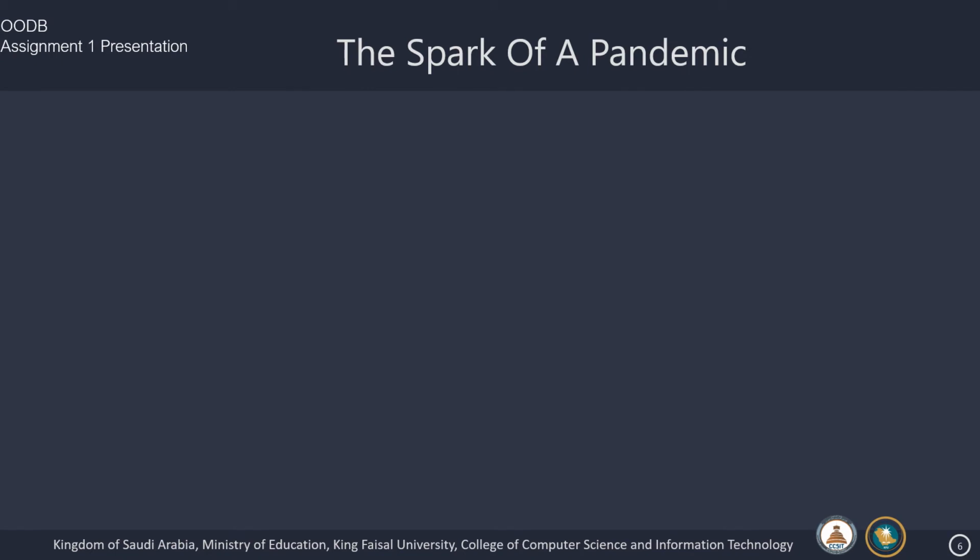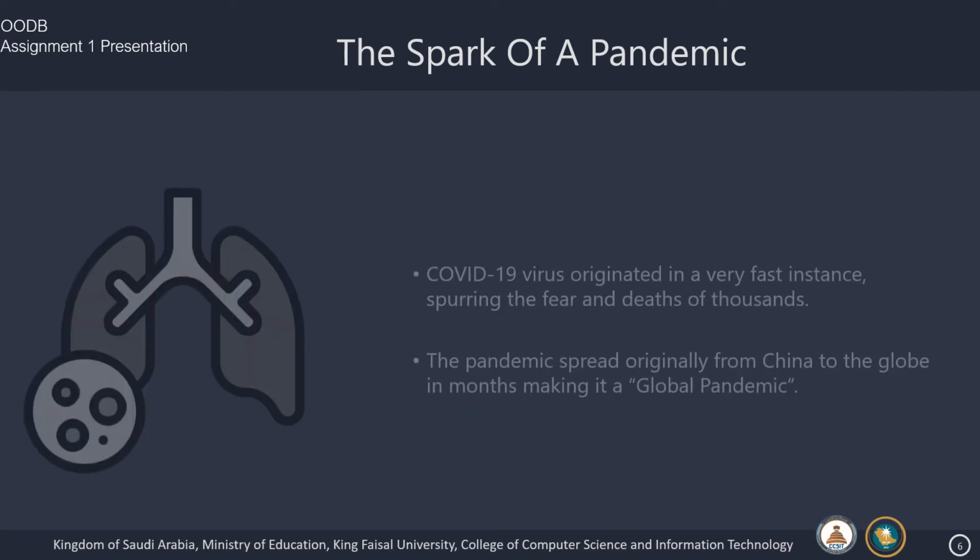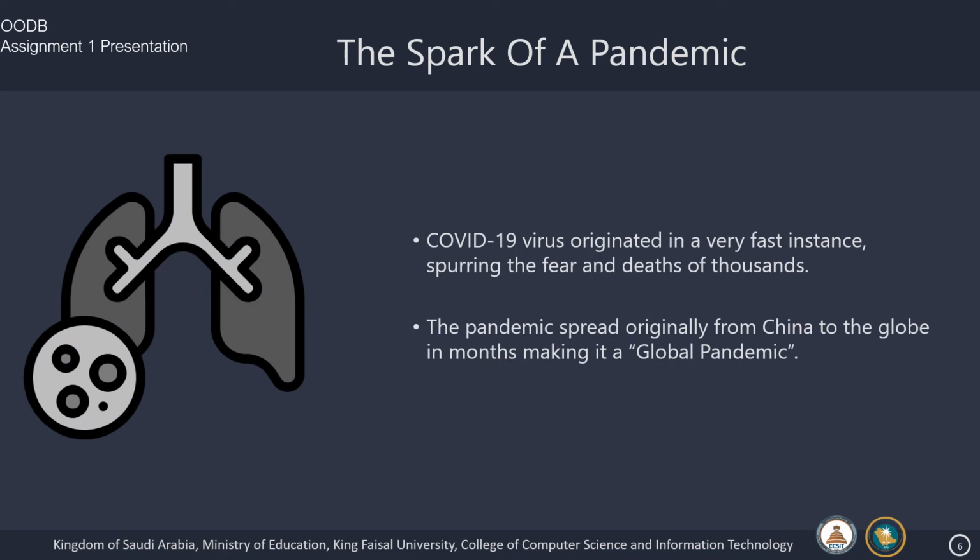Over the last 2 months, there has been a spark of a new pandemic occurring in the population, which is the coronavirus pandemic. The COVID-19 virus originated in a very fast instant and spread across the entire population in very few months. It spurred the fear and death of many hundreds of thousands of people. This pandemic originally spread from China into the globe in very few months, making it a global pandemic. So in our case here, how can we use technology in order to tackle this pandemic?